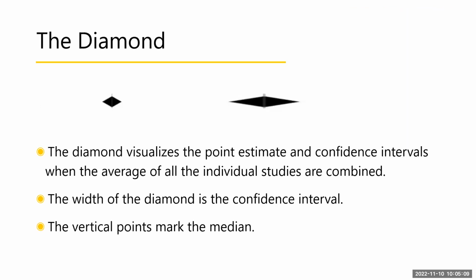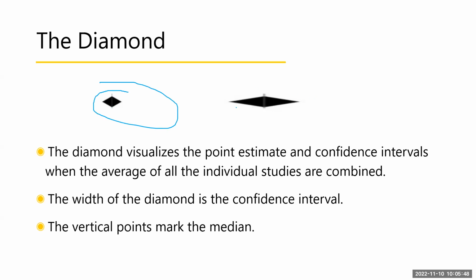Now, the most important part of a forest plot is this diamond right here. So this diamond represents the point estimate and confidence intervals when all of those studies are combined. The width of the diamond is the confidence interval. So the diamond here, that's what you want to see, because it's nice and short. So that means the confidence interval is narrow. And this vertical line is just the mean.